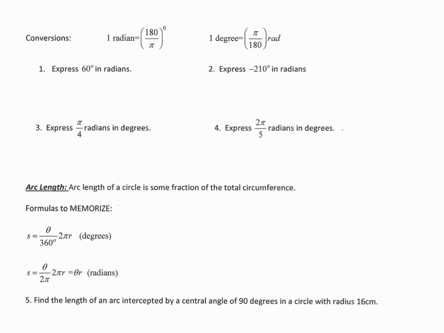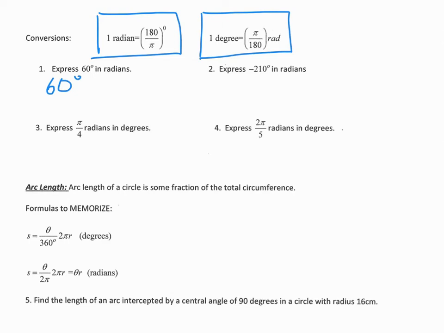On the next page, now we have the two conversions. 1 radian is the same as 180 over pi degrees, and 1 degree is the same thing as pi over 180 radians. Same conversion, like 12 inches to a foot. If I look at number 1 and I want to convert 60 degrees to radians, you take your degree measure, 60 degrees, and multiply it by pi over 180 radians. If you do a little cross-canceling here, you end up with pi over 3.